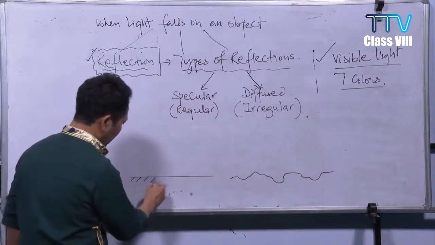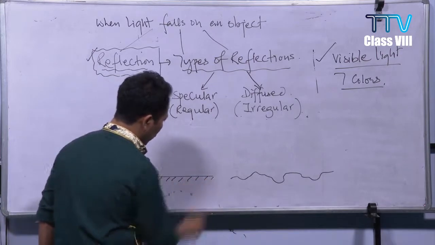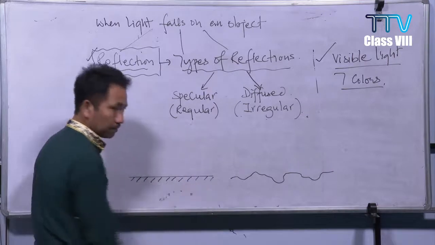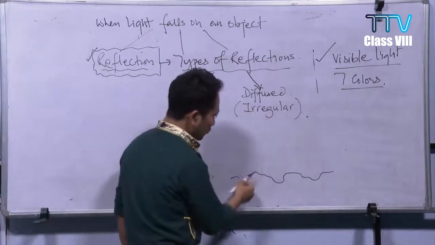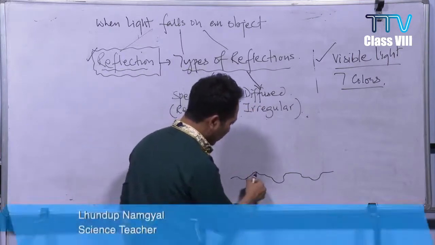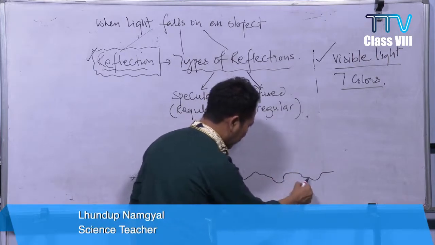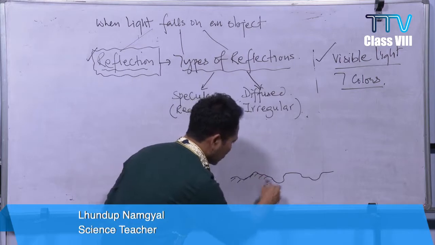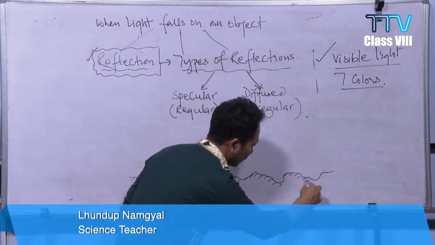So specular reflection occurs when the surface of the object is very smooth. Diffuse reflection occurs when the surface is quite rough, it's undulating, it's very rough. So that's your surface which is very rough indeed.